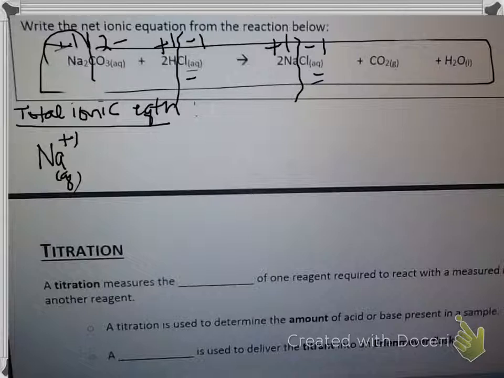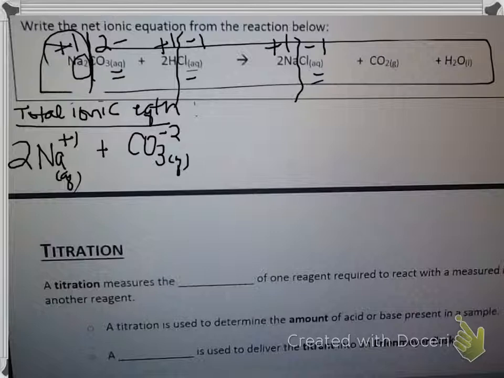We know carbonate is CO3 -2, aqueous. All right, but how many sodiums do we have? We have 2 sodiums. I'm going to bring that 2 out front. What happens is the 2 sodiums are not bonded to one another anymore. They're floating around independently in solution. So we have 2 sodium ions floating around. We only have 1 carbonate ion, so that just stays as it is. All right. Let's go to the next one.